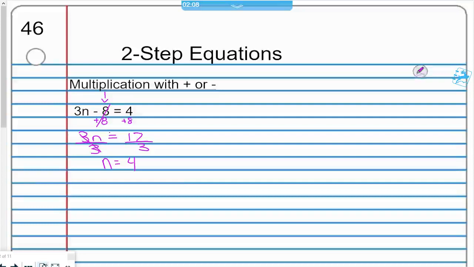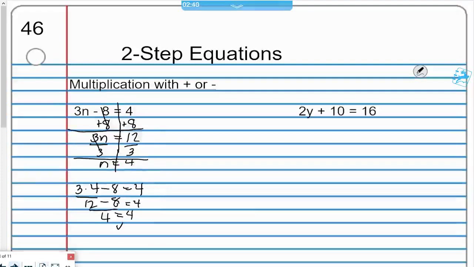So now what we want to do is we're going to check it. We're going to see if our variable makes this statement true. So 3 times n minus 8 equals 4. So here's what we're going to do. 3 times 4, 12 minus 8 equals 4. 12 minus 8 is 4. 4 equals 4. So we know that we did the right problem.